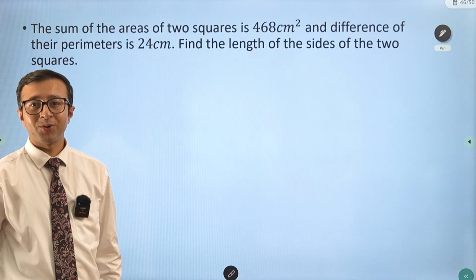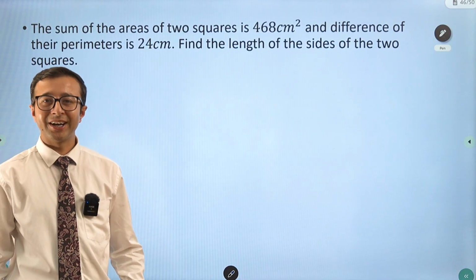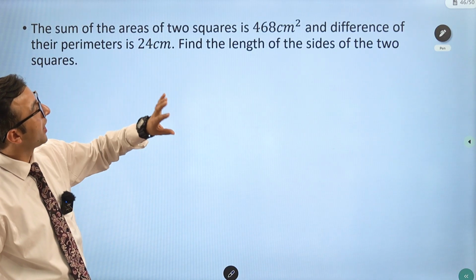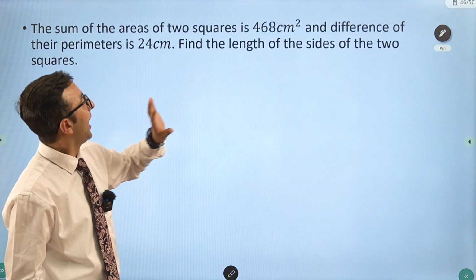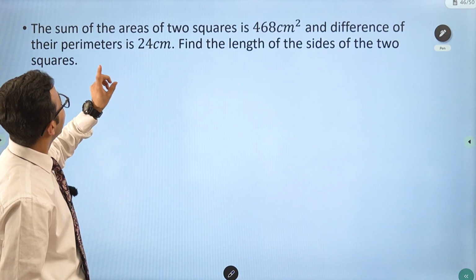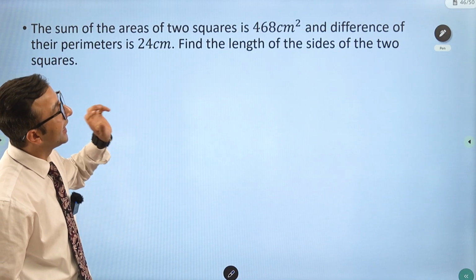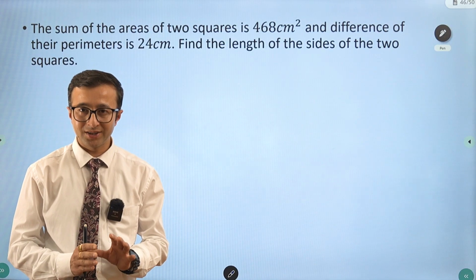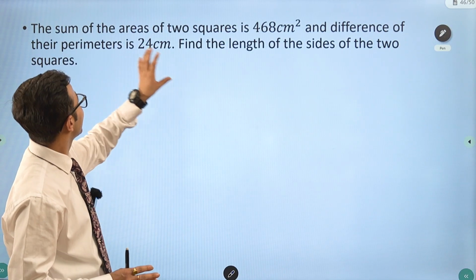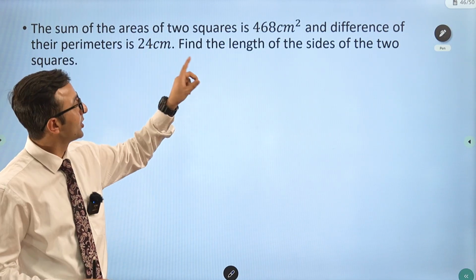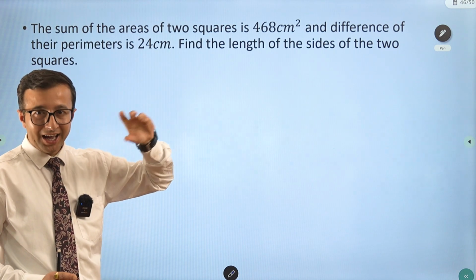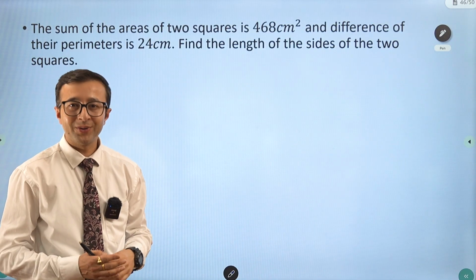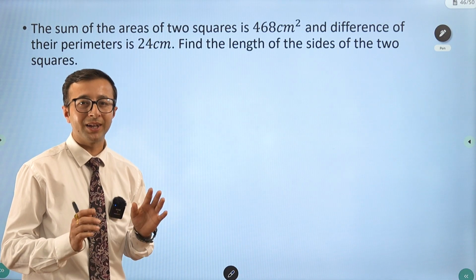Now you can see a problem here on the board that is related to mensuration. The sum of the areas of two squares is 468 centimeter square and the difference of their perimeters is 24 centimeter. Find the length of the side of the two squares. There are two squares whose sum of areas is 468 centimeter square and difference of their perimeters is 24. We are supposed to find the sides of those two squares.